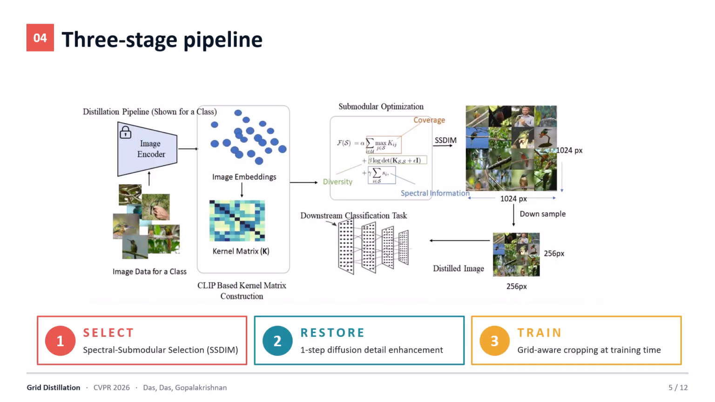Here we present the full pipeline. First, we extract CLIP embeddings for all images in a class, build an affinity kernel, then run our SSDIM optimizer to select 16 maximally informative exemplars. These form a 1024 x 1024 grid, which we downsample to a 256 x 256 distilled image. At training time, a one-step diffusion model restores fine detail, and grid-aware cropping preserves the compositional layout. Now in the next slides, let us go through each step of the process.